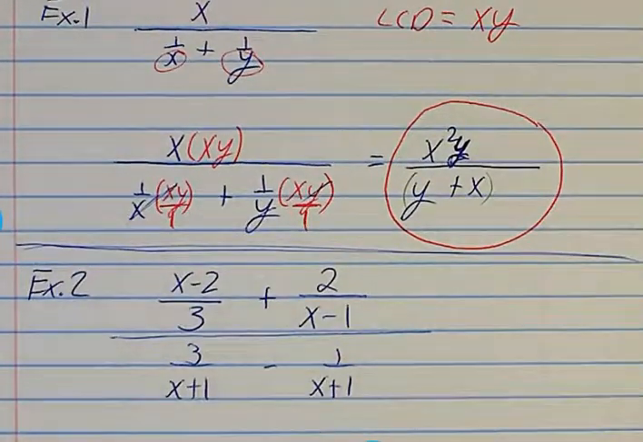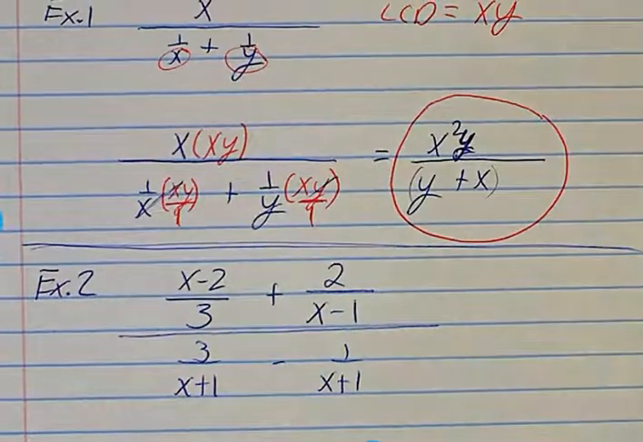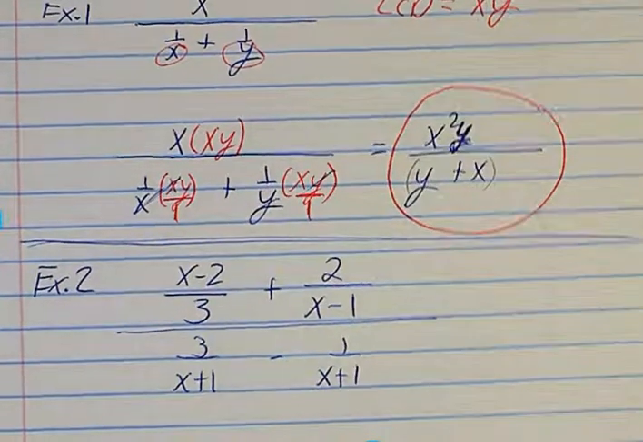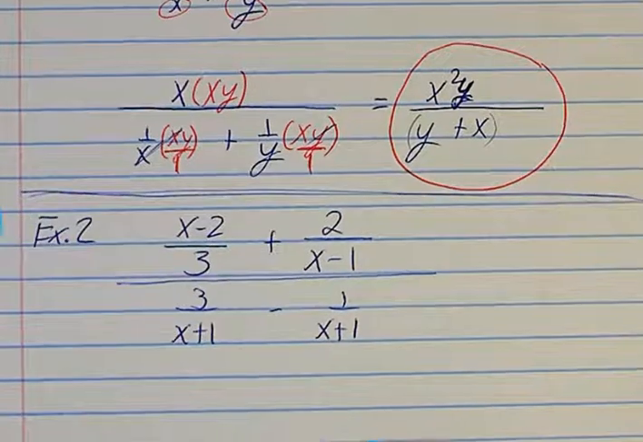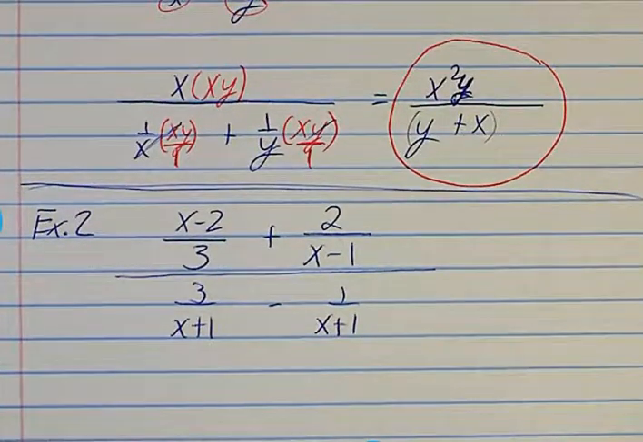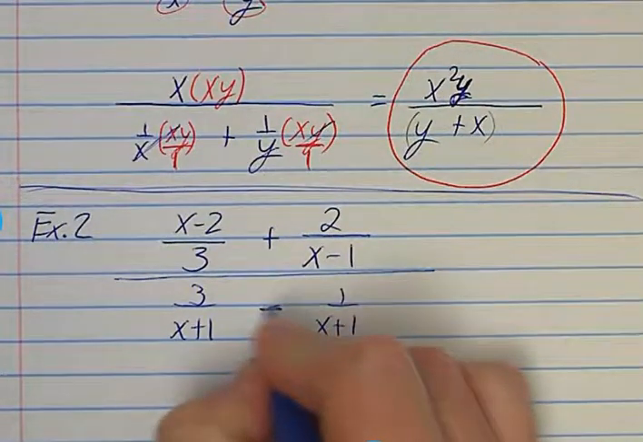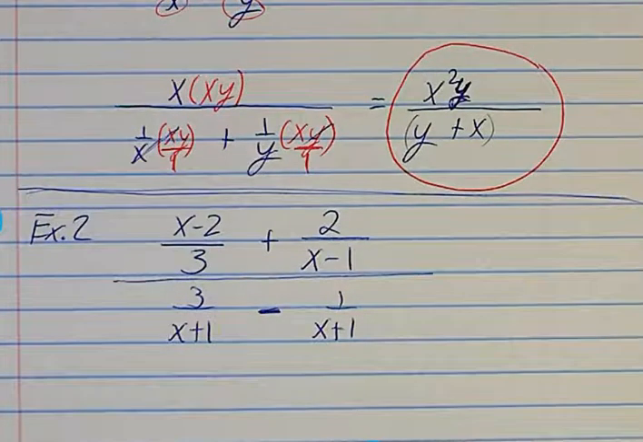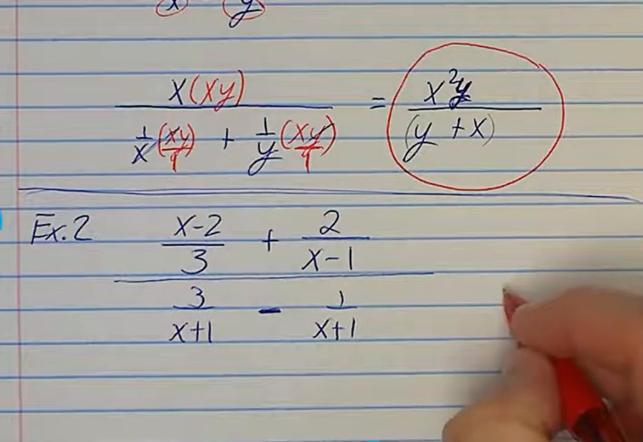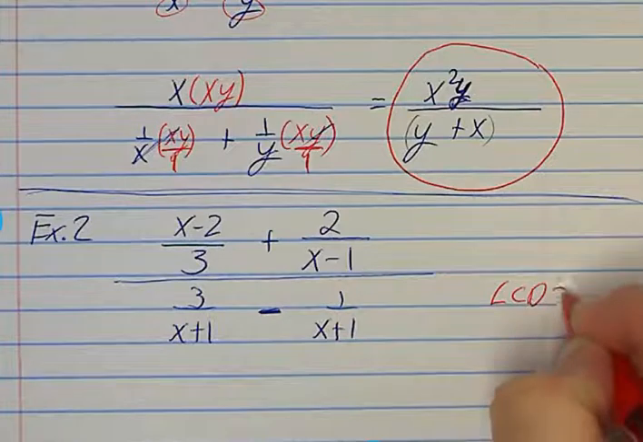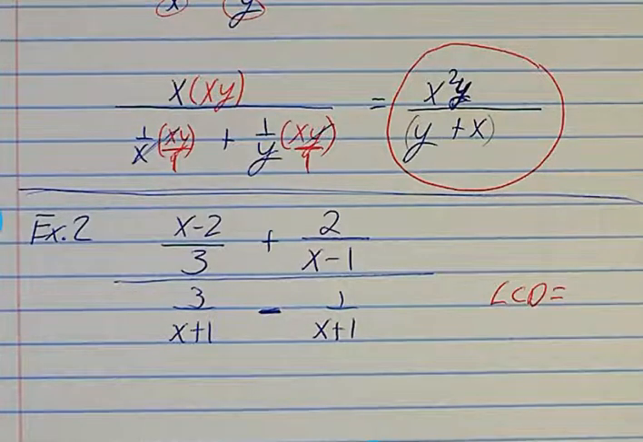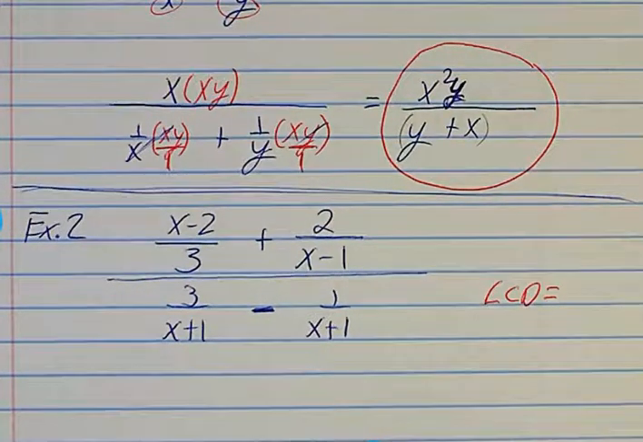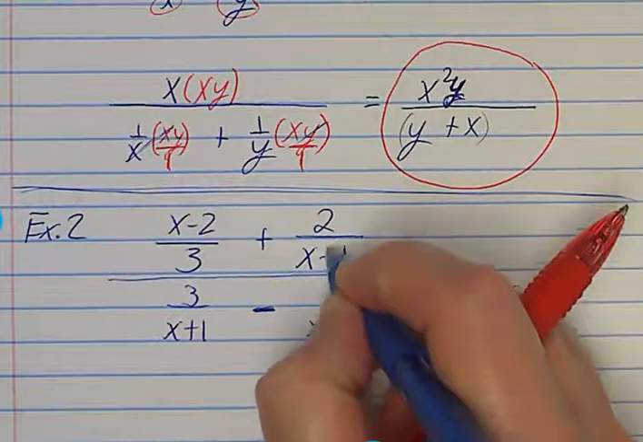All right, so for example 2, we'll go (x minus 2)/3 plus 2, over x minus 1, over 3 over x plus 1 and then minus, hard to see it there, but that is a minus, 1 over x plus 1. Actually, we'll make one small change. That's an x plus 1 right there.